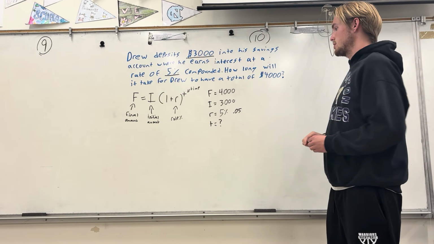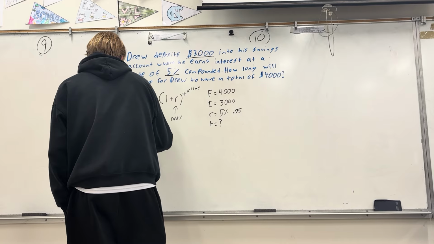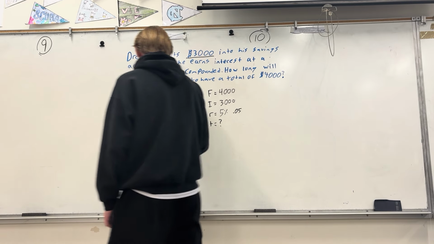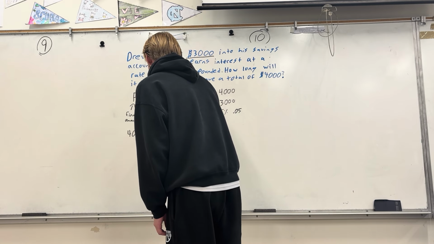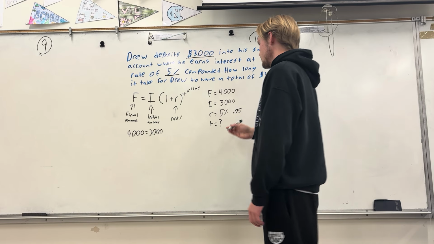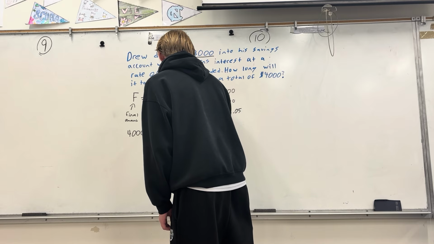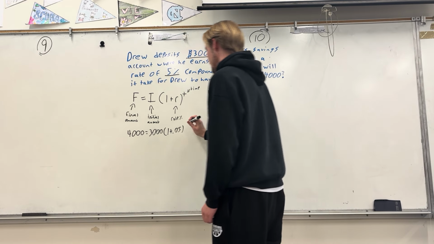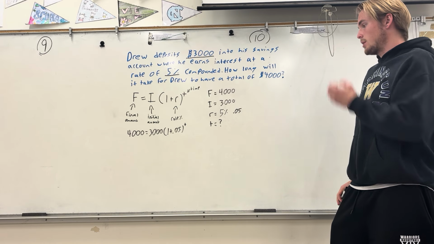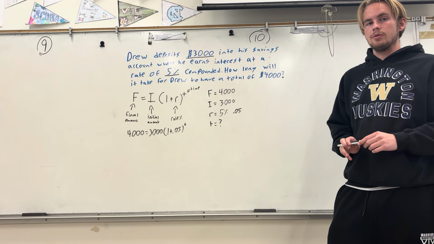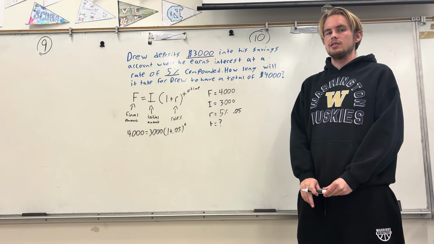So now we just plug this into our equation here. So we have 4,000 equals 3,000 times (1 plus 0.05) to the power of t, since t is what we're still looking for. So now we just got to solve for t. And right when you see this, that we're solving for an exponent, your mind should be saying, oh shoot, we're going to be using those logs again.